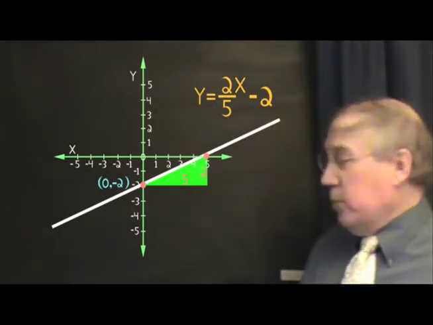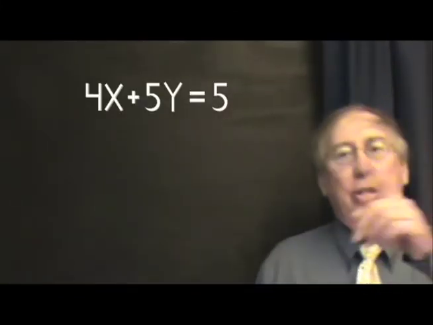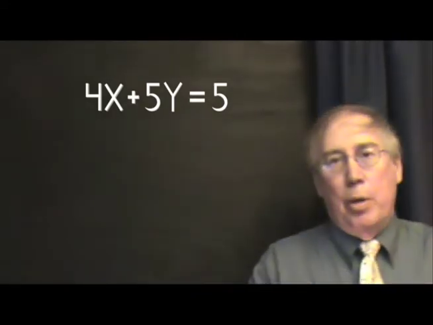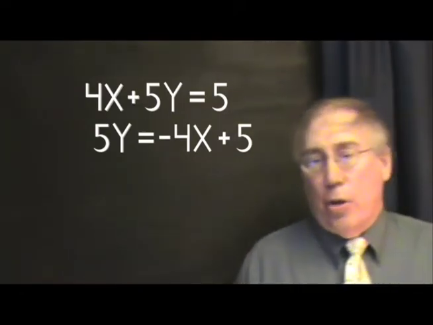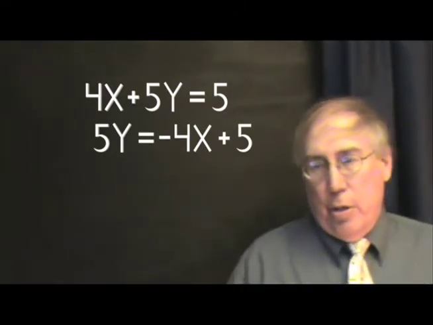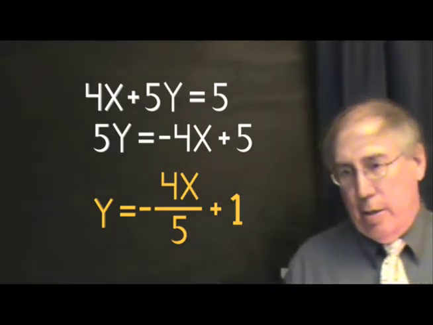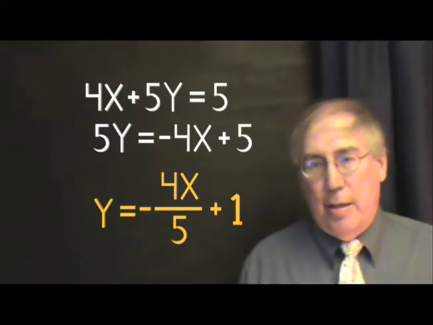So let's see what we got next here. Oh, this one we have to work a little bit harder on. We want to put it in that form y equals mx plus b. So we're going to subtract 4x from both sides and then divide through by 5, and there we have it.